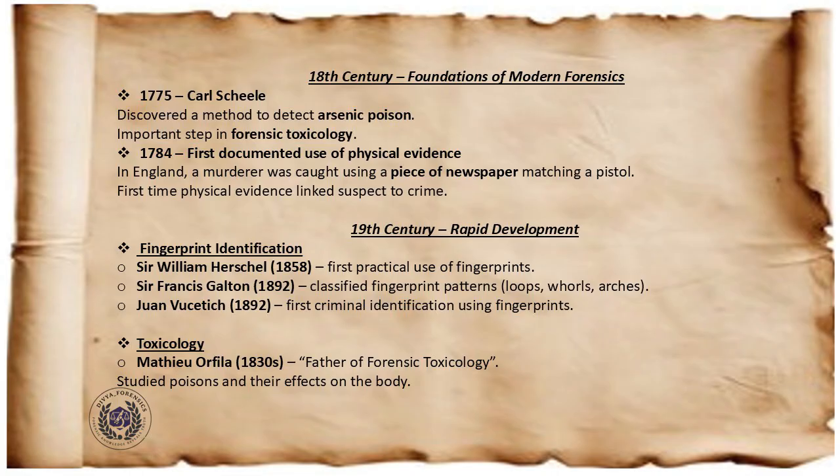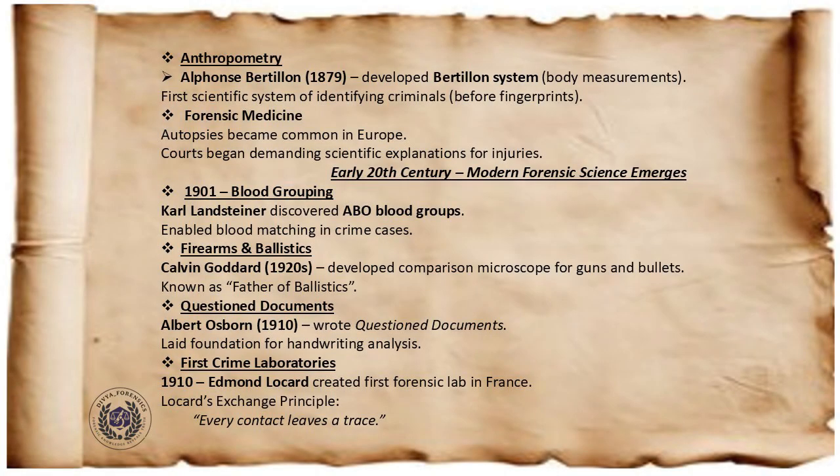In the 19th century, rapid development was seen in forensic science. Herschel, Galton, and Juan Vucetich developed fingerprint systems, and Mathieu Orfila studied poisons and their effects on the body and became the father of forensic toxicology. This was a time of major forensic breakthroughs. And Alphonse Bertillon used body measurements to identify criminals. Autopsies became more common. This shows the shift toward physical identification and scientific autopsy.